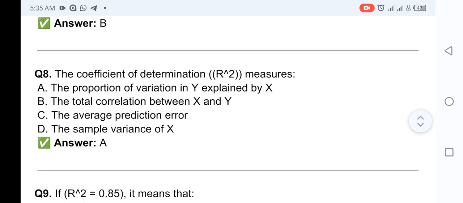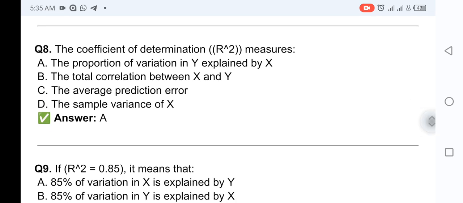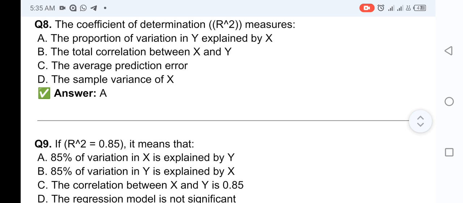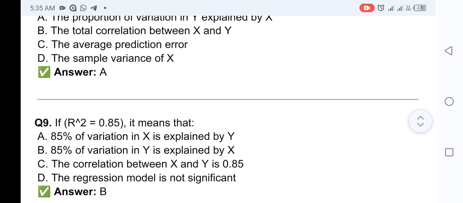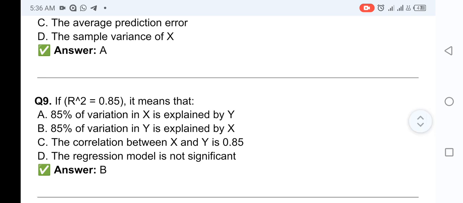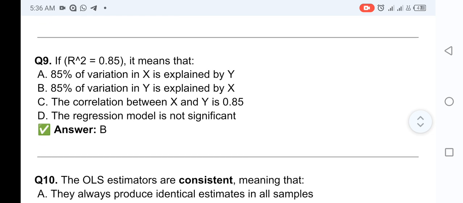Q9. If r squared equals 0.85, it means that: A. 85% of variation in x is explained by y, B. 85% of variation in y is explained by x, C. the correlation between x and y is 0.85, D. the regression model is not significant. Answer, B.